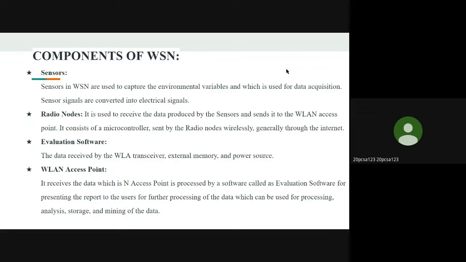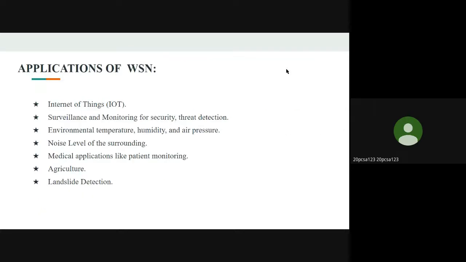It consists of a microcontroller, sent by radio nodes wirelessly, generally through internet services. Evaluation software: the data received by the WLAN, transistor, external memory, and the power resources. WLAN access point: it receives the data from endpoints, which is processed by software called evaluation software for presenting the report to the user for further processing of the data, which can be used for processing, analysis, storage, and mining of the data. These are the four components of wireless sensor networks.